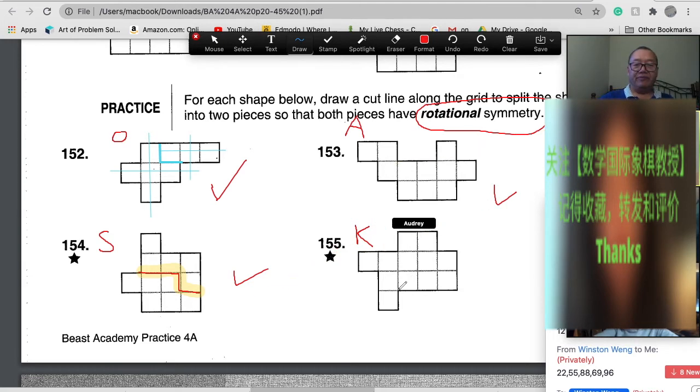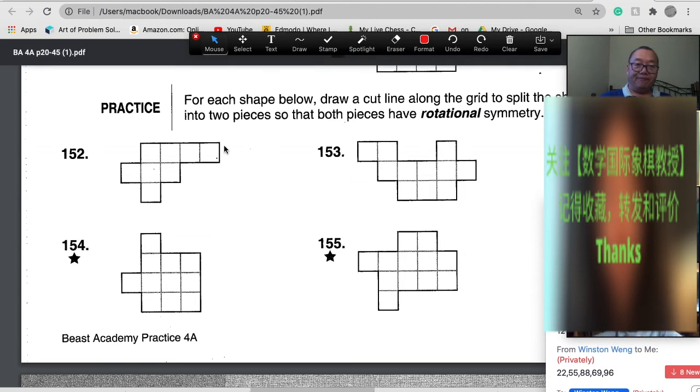155. This one, you separate this way. Right? Separate this way. Then this piece, this is the left part, this is the right part. The right part, it's very easy to see has the rotational symmetry. This one actually, the left side also has a rotational symmetry. Okay, but this one looks a little bit harder, okay?